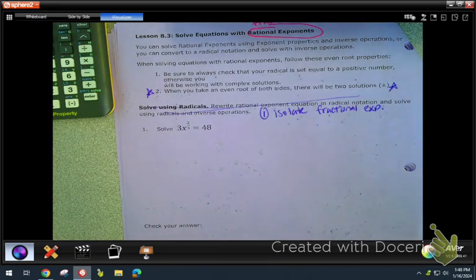So they're all technically under that same umbrella. Your idea is you've got to get that exponent or root radical by itself, no matter which way it is. So isolate your fractional exponent. Again, that's dividing things over, subtracting things over. That step is not new.